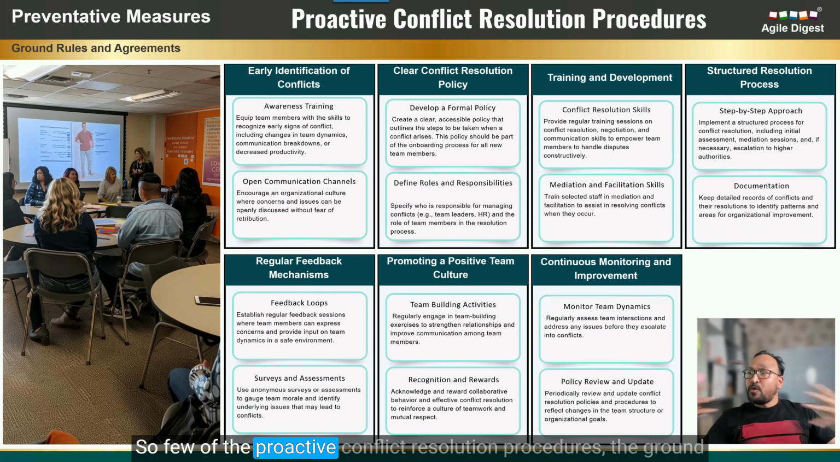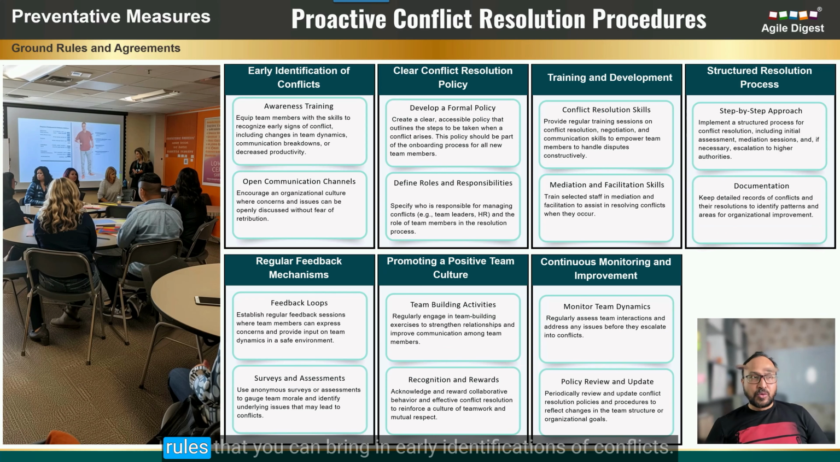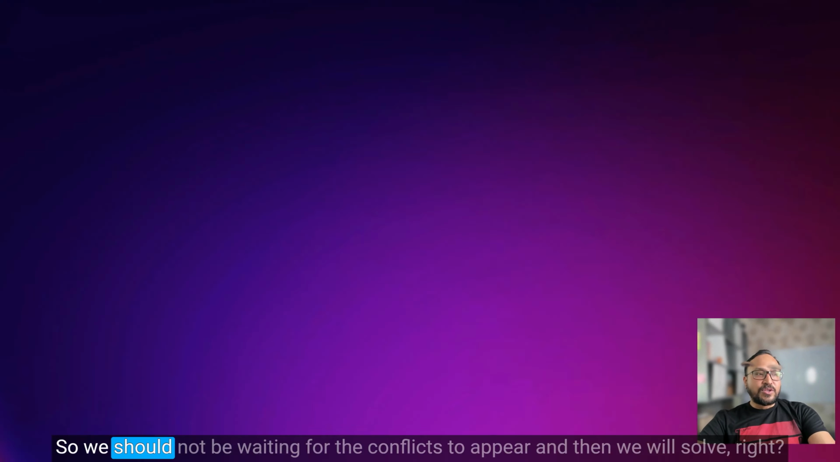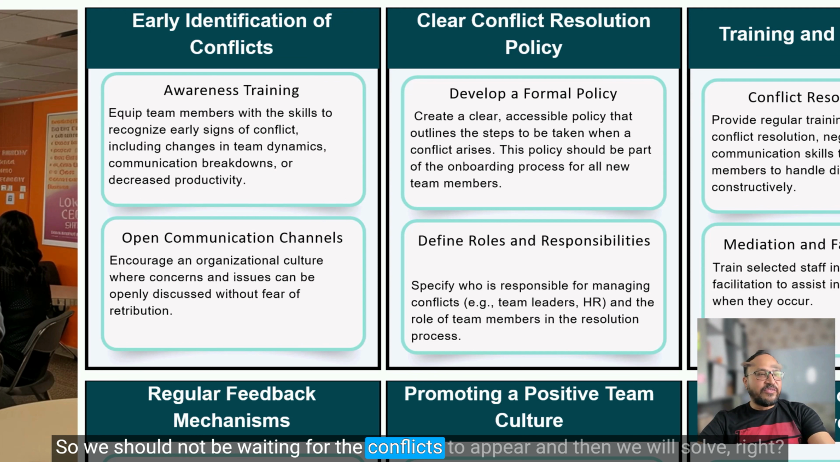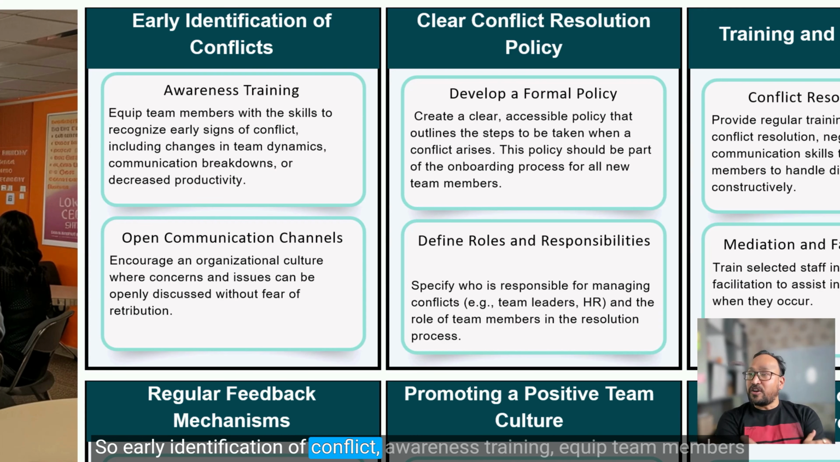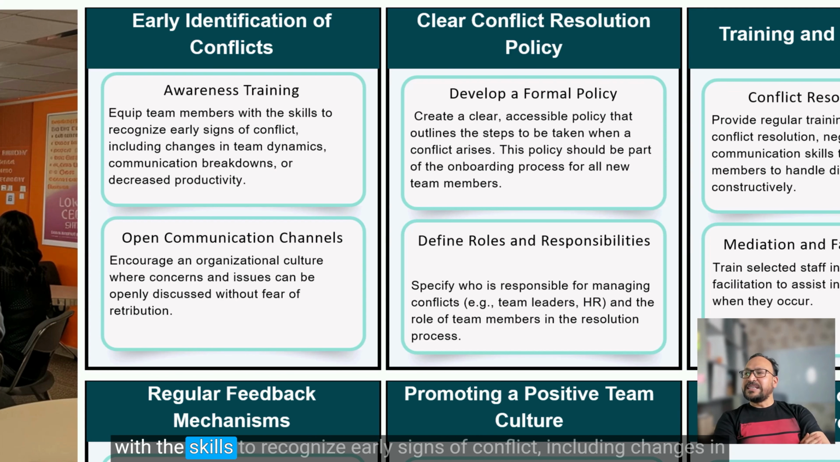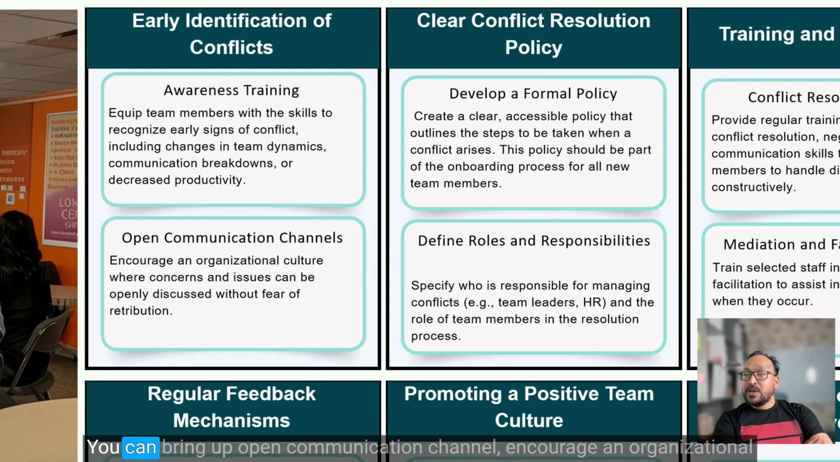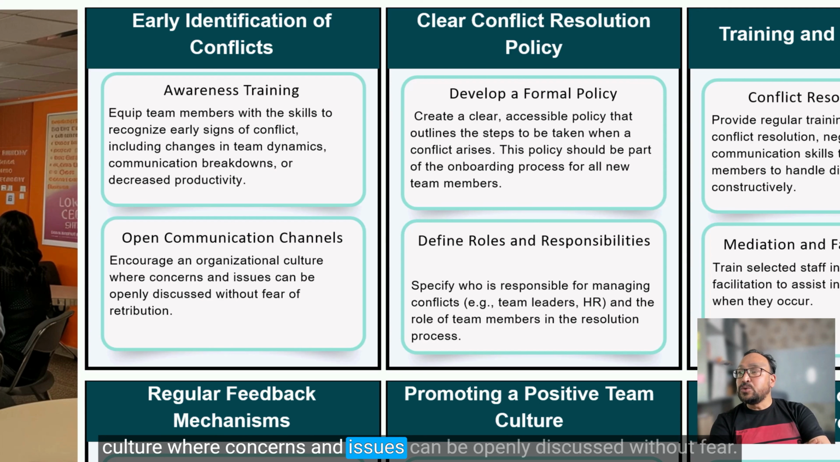So, a few of the proactive conflict resolution procedures, the ground rules that you can bring in. Early identification of conflicts. We should not be waiting for the conflicts to appear and then solve them, right? Early prevention is one of the critical areas. So, early identification of conflict, awareness training. Equip team members with the skills to recognize early signs of conflict, including changes in team dynamics, communication breakdowns, or decreased productivity. You can bring up open communication channels, encouraging an organizational culture where concerns and issues can be openly discussed without fear of retribution.